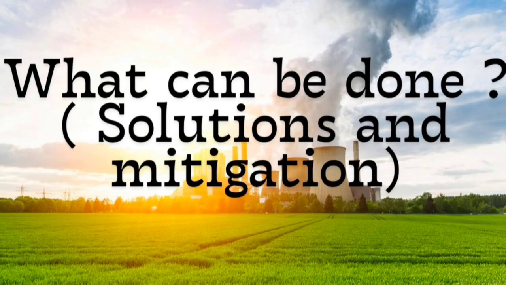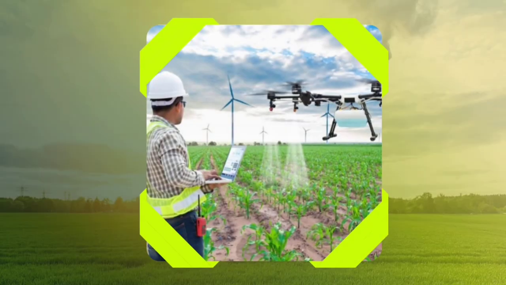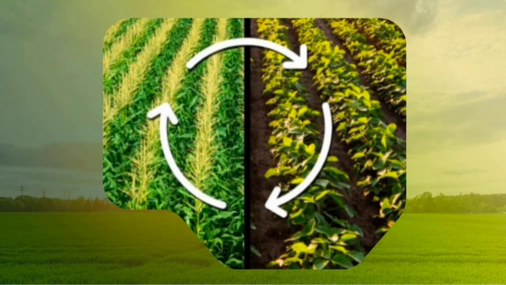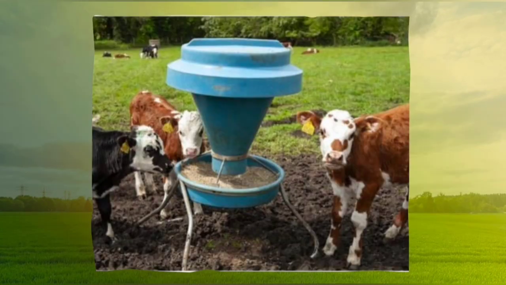What can be done? Solutions and mitigation. Technology and behavior change: use precision agriculture, reduce meat in diets, reduce food waste, improve soil and crop management. Less tillage, cover crop rotation, and improved nitrogen use efficiency reduce N2O and CO2 losses. Livestock improvements: better feeding, breeding, manure management, and methane capture technology for manure storage.